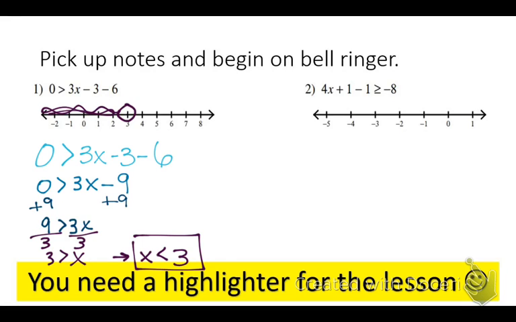Can I shade when it looks like 3 is greater than x? Can I shade when it looks like this? No, I'm not going to do it correctly. The x needs to be on the left in order for me to shade the correct direction.